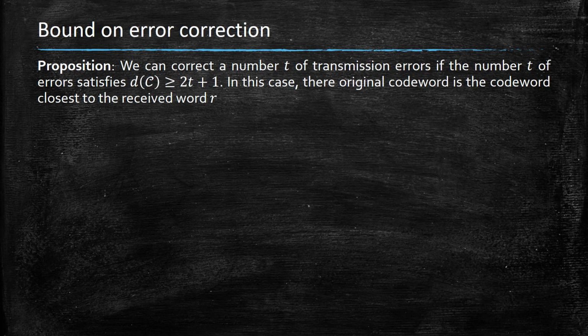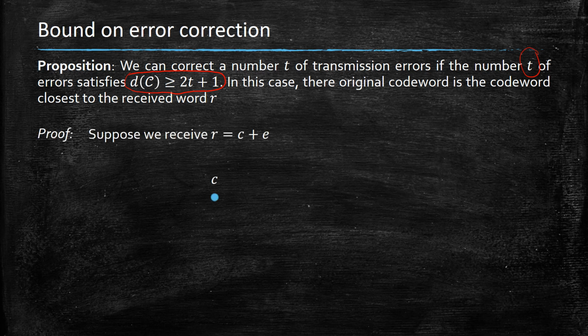Unsurprisingly, the condition on the distance of the code is going to be stronger, meaning that if you want to correct T transmission errors, so T is the number of errors that you want to correct, then the condition between T and the distance of the code has got to be that the distance is greater than or equal to 2T plus 1. Okay, so in this case, you can see that if you can detect S errors and correct T errors, in general, T is going to be less than S.